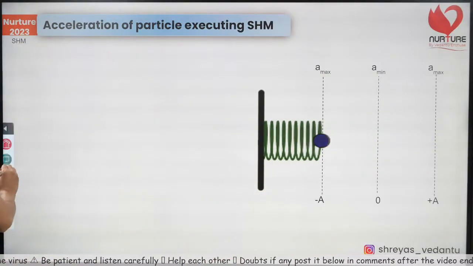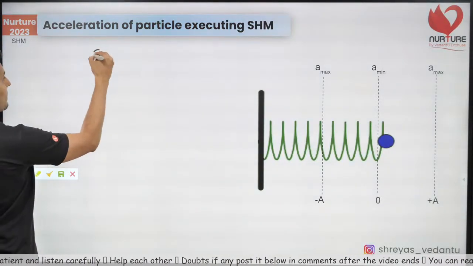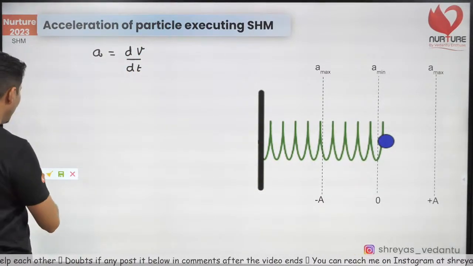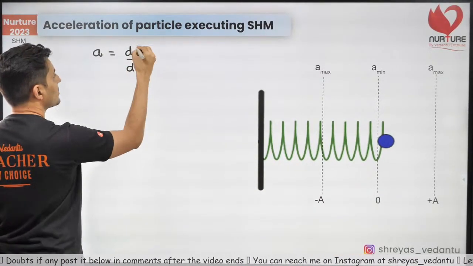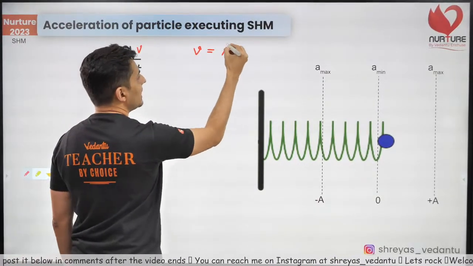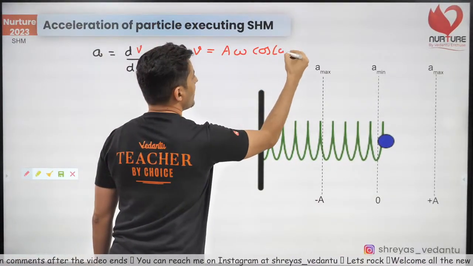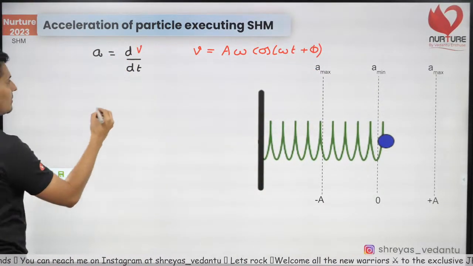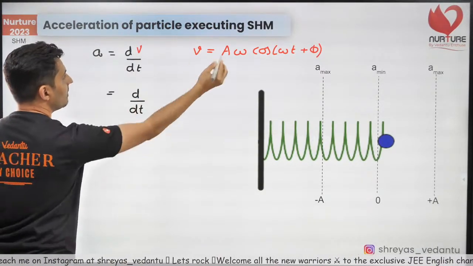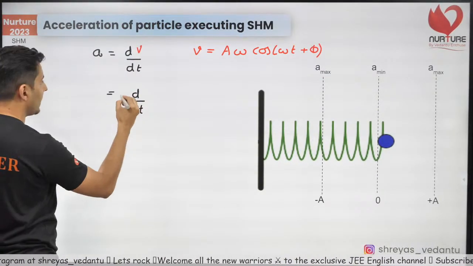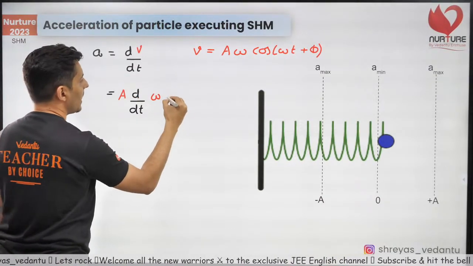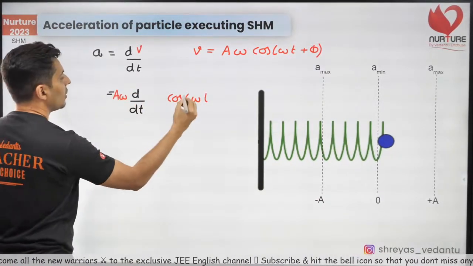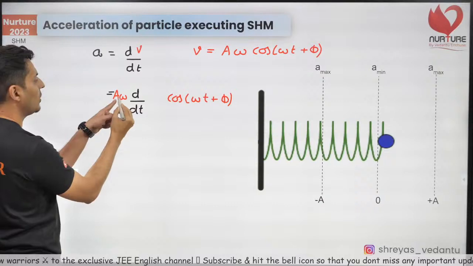Next term, acceleration. So acceleration is nothing but the derivative of velocity. But I know what velocity is. I just figured it out. It was a omega cos(omega t plus phi), right? So how about substituting that over here, and let's see what we get. We'll have the derivative. Remember that a will just come outside, and we'll have omega and cos(omega t plus phi), because those are constants.